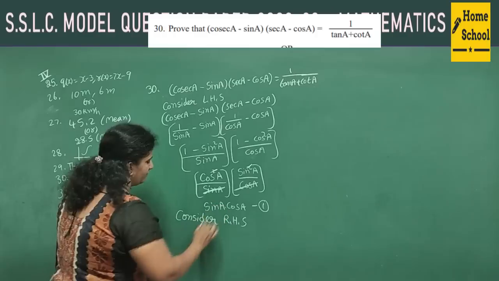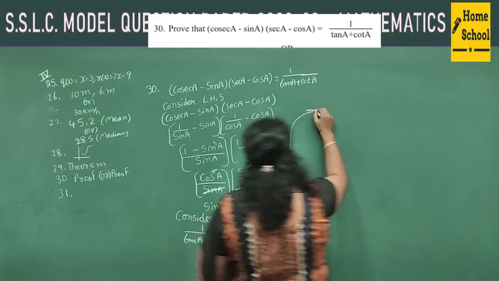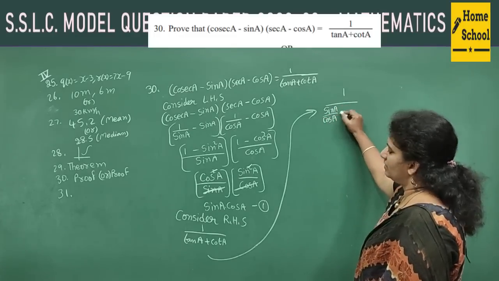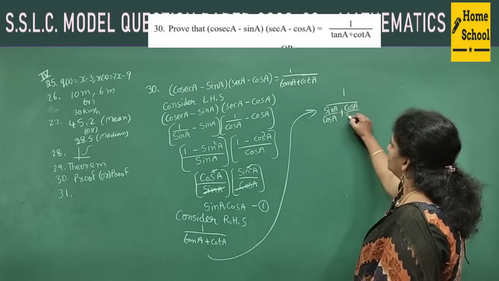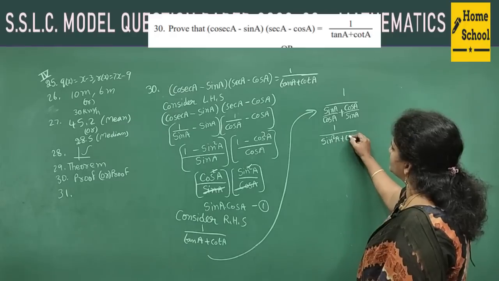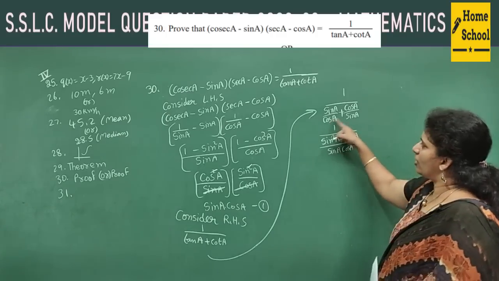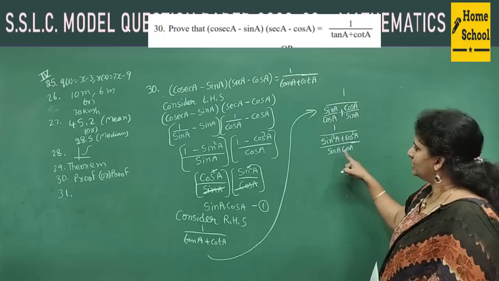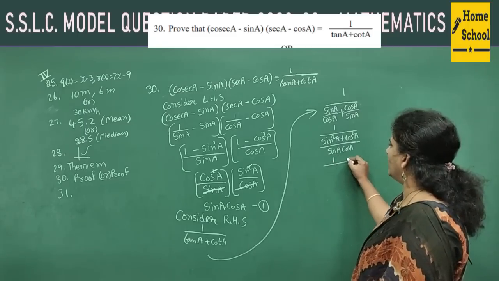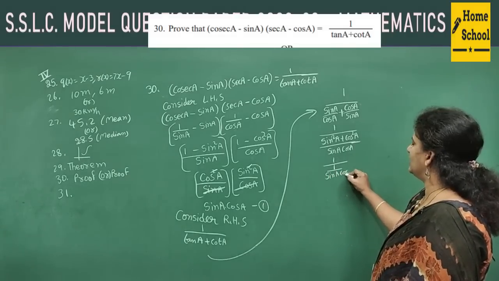Now consider RHS. Consider right hand side. What we have? 1 by tan A plus cot A. So let me complete the problem here. Tan A is nothing but sin A by cos A plus cot A can be written as cos A by sin A. Do LCM. 1 by (sin square A plus cos square A) by sin A cos A. Did you get this? Look here, cos A and sin A LCM is sin A cos A. Here you have cos A. So multiply sin A for the numerator and you have here sin A, another cos A multiply for the numerator. Now sin square theta plus cos square theta is 1. Substitute that, 1 by 1 by sin A cos A. Bring the sin A cos A to the numerator.